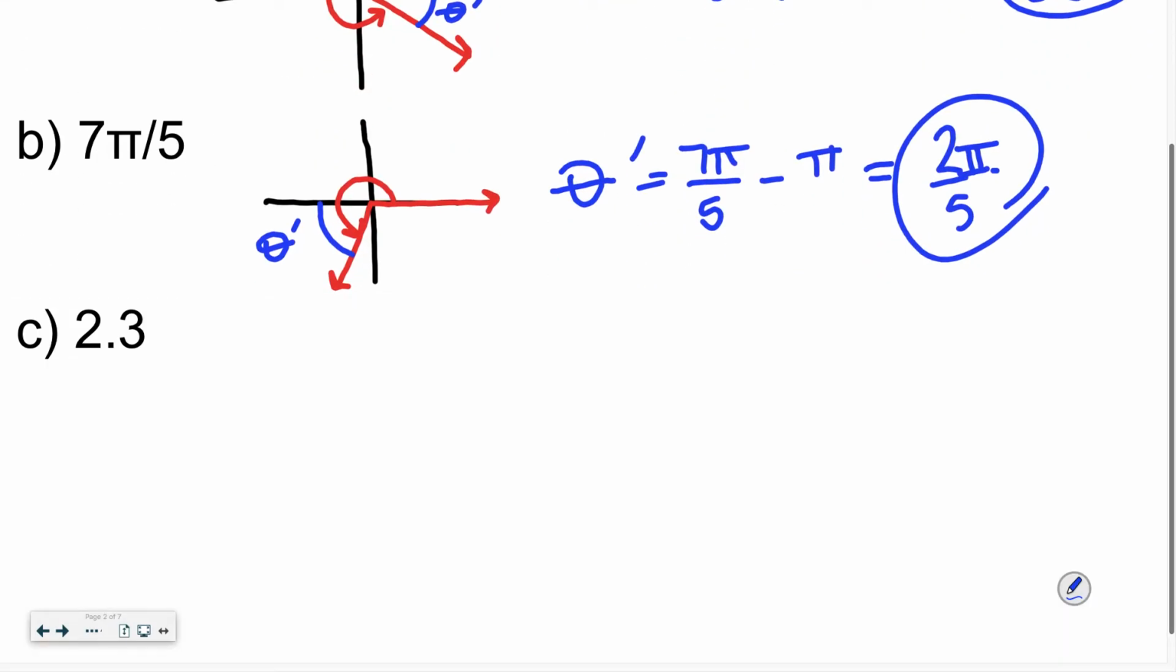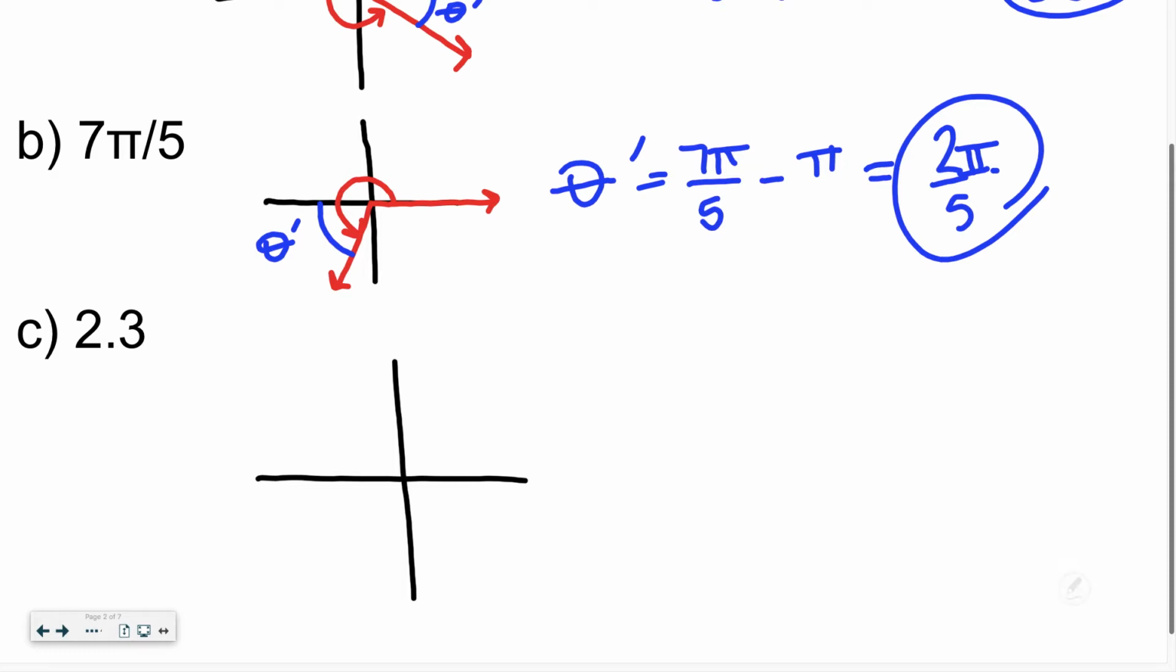2.3. Okay, so first of all, is this degrees or radians? Radians, because there's no degree symbol. Okay, now, do you see a pi? No, don't put one on there. There's not one there. Pi is already multiplied in.